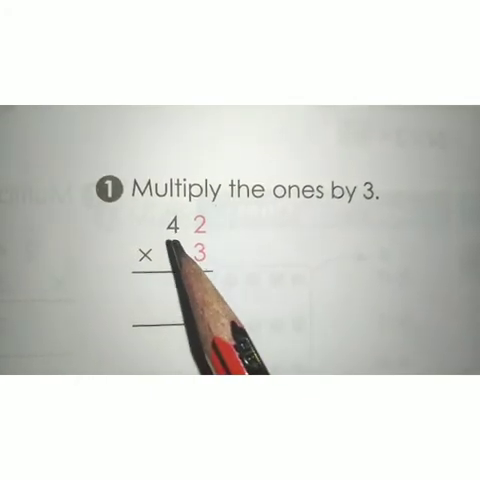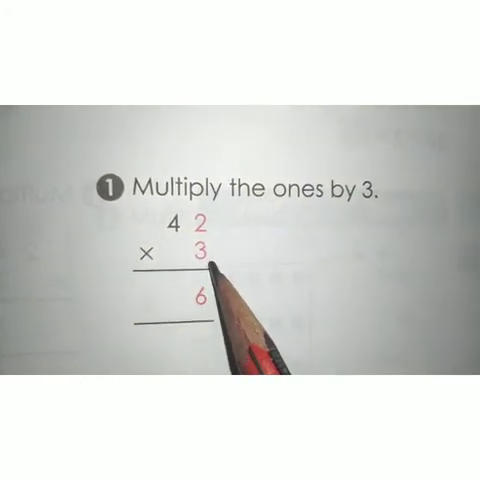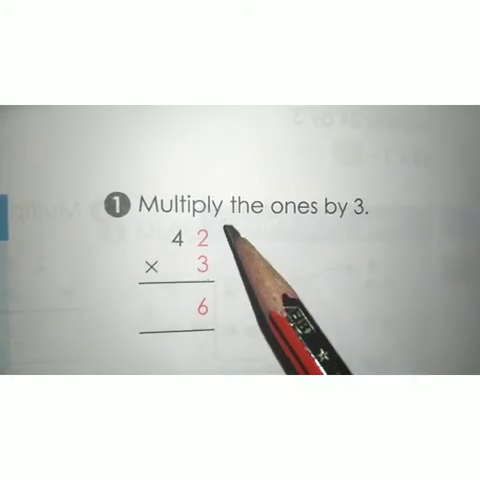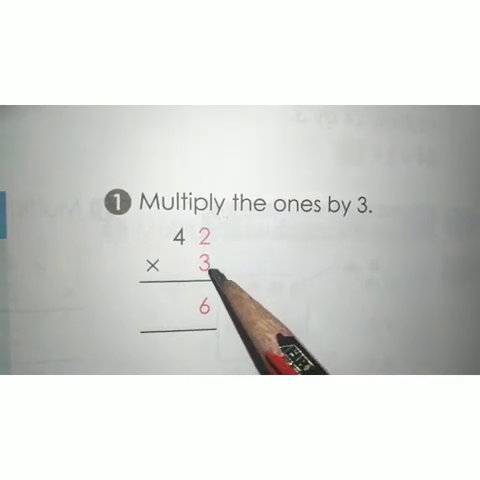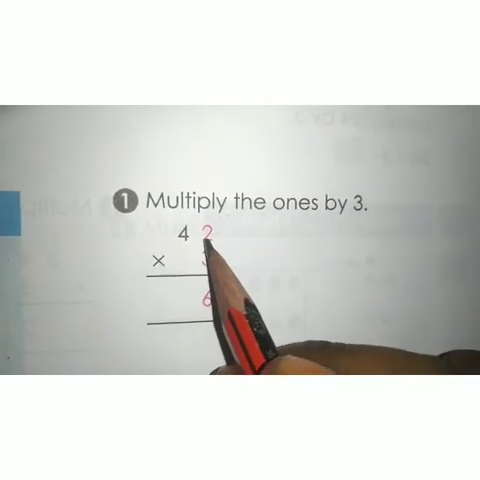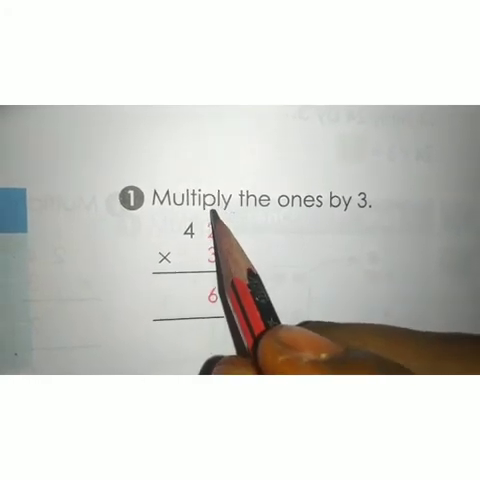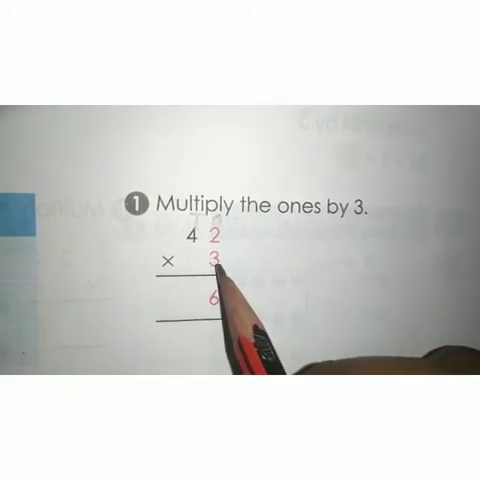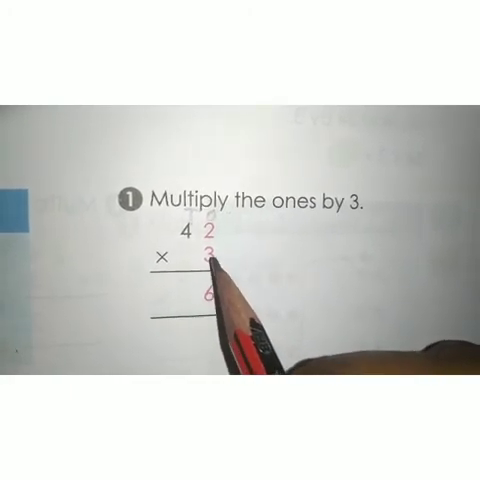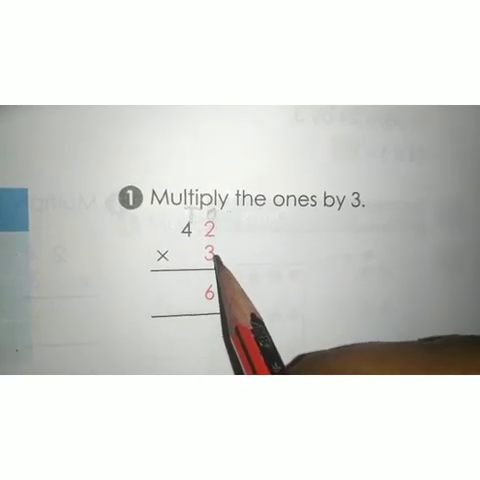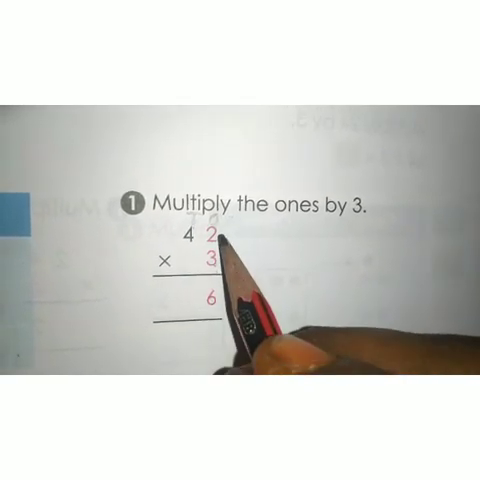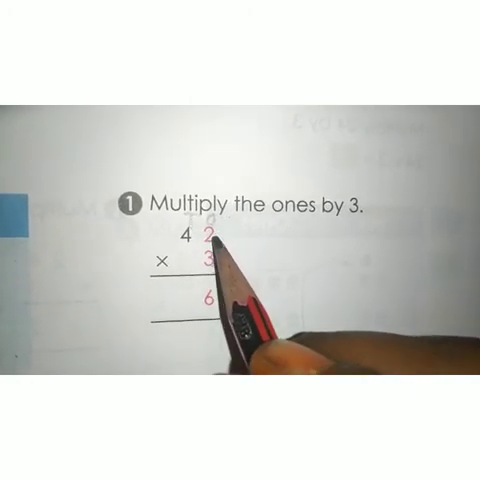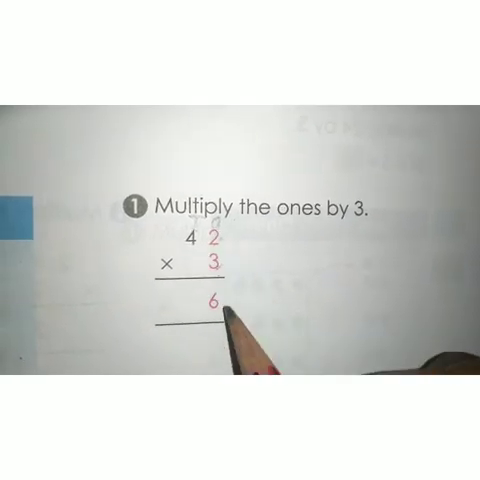Now we are going to multiply 42 with 3 using the multiplication method. Before that we did addition. Now we are going to do multiplication. How many digits are there in 42? 2 digits. So ones, tens. 3 is the single digit number which should be written under ones place. Now multiply 2 with 3. 3 twos are 6.